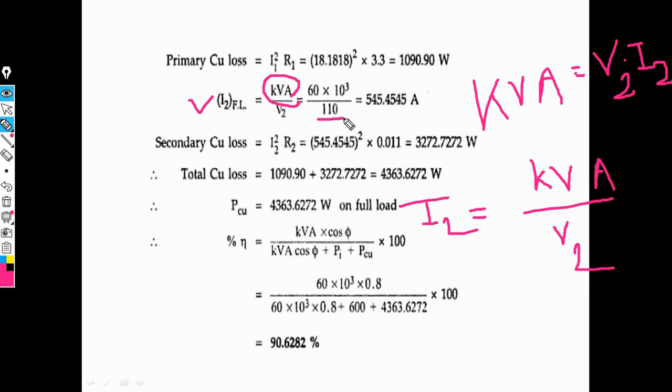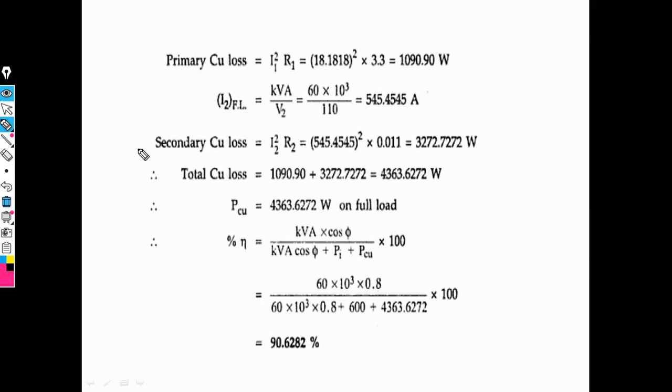Then V2 voltage is given, that is 110. Then the obtained current is I2, that is 5.45 ampere. Okay, now here we have calculated I2. Then we need to calculate the secondary copper loss, that is, secondary copper loss is equal to I square R.